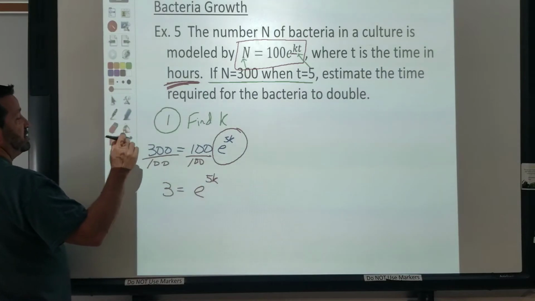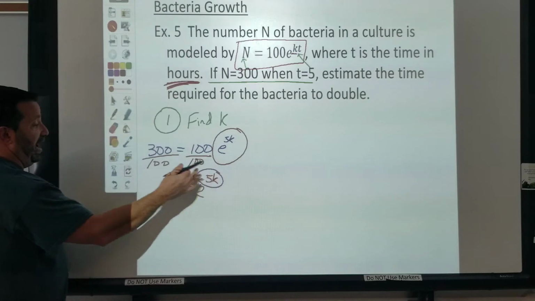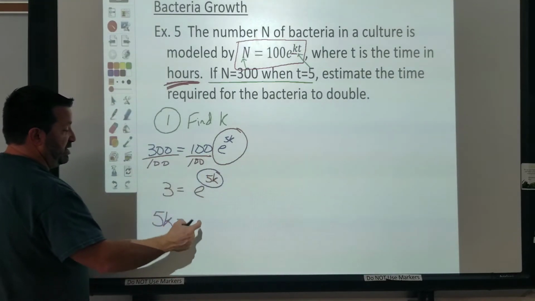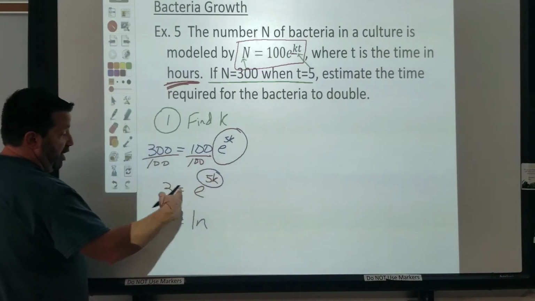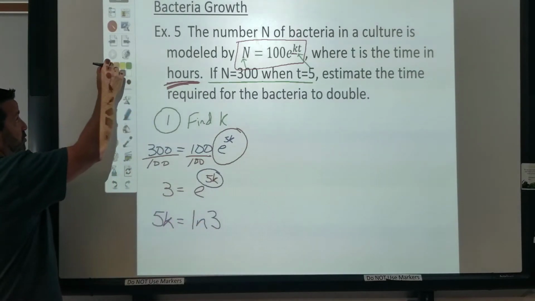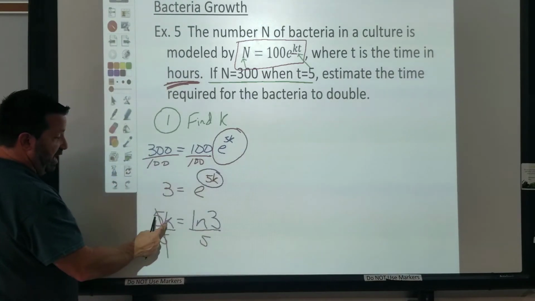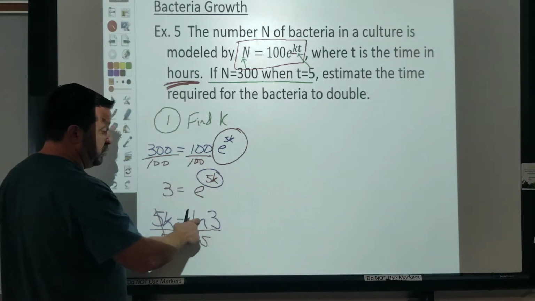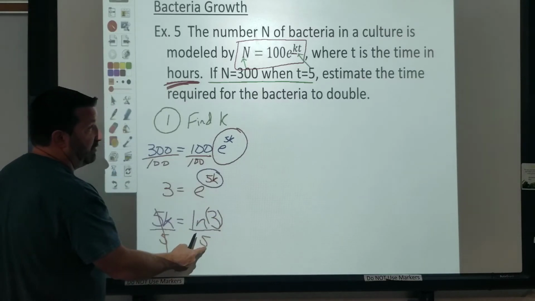Now that that is by itself, I can get this exponent out of the exponent. 5k equals, by doing the log with this base, so the log base e, that's called the natural log, of the number that's on the other side, which is 3. So if I now divide by 5, I get that k is equal to the natural log of 3 divided by 5. Now be careful, that's not the natural log of 3/5. That's the natural log of 3, that's an answer, and then divided by 5.